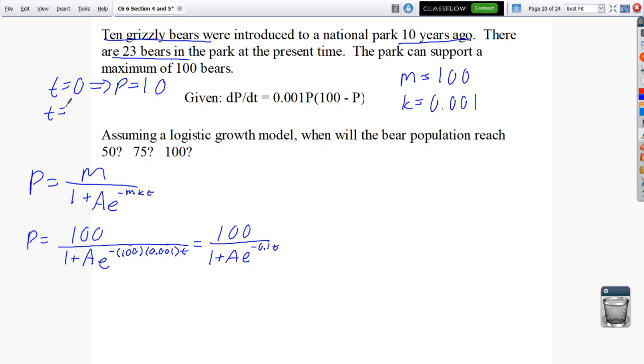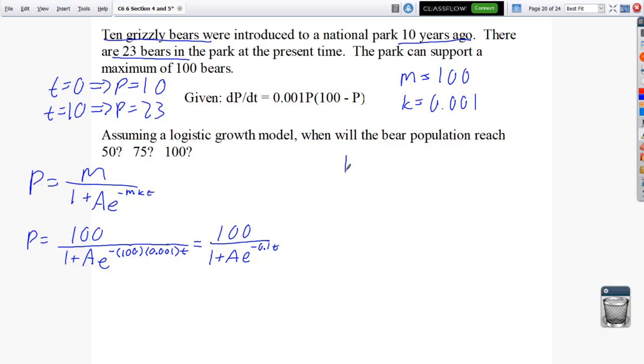Or I could have t equal to 10 years into the experiment, where the population is equal to 23. Either of those conditions is going to allow me to figure out my a. Which one's going to be easier to use? Obviously, I hope the one with t equals 0 is going to be easier to use.